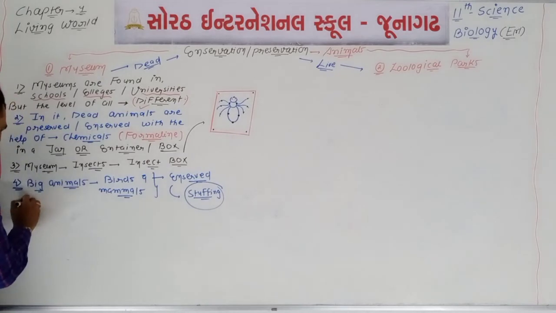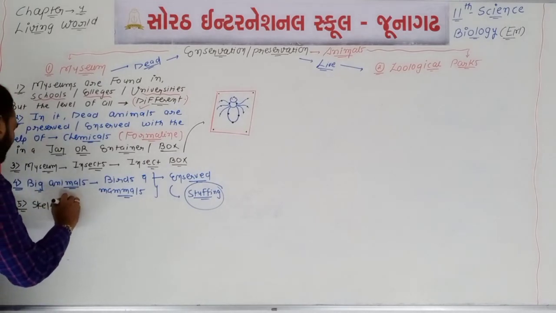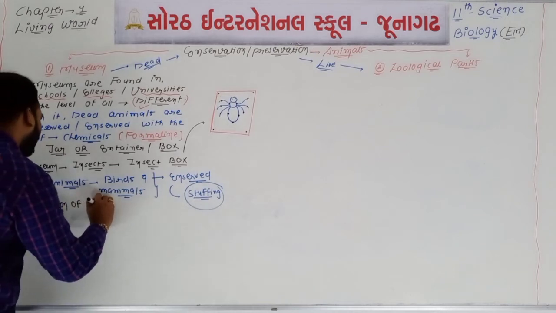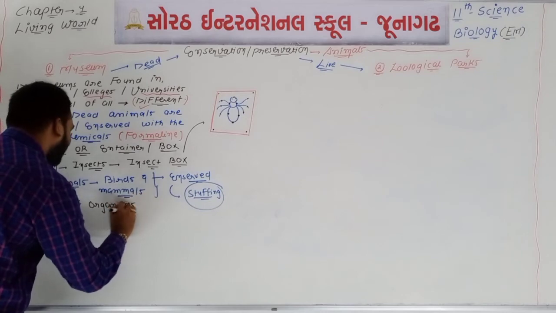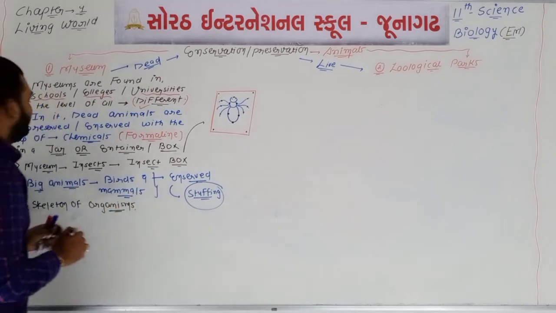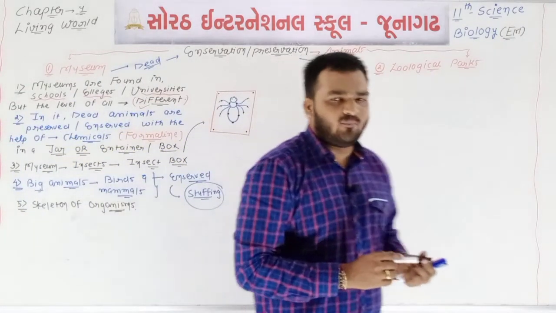Point number 5: sometimes the skeletons of different types of organisms are also placed in a museum. So these are the four or five points about the museum.